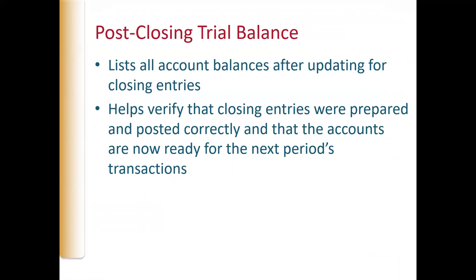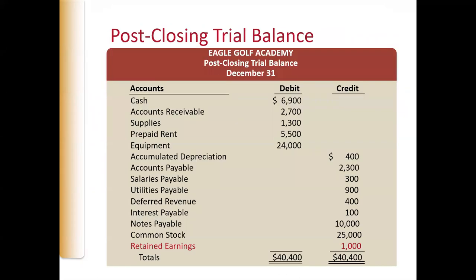So after we close out our revenues, our expenses, and our dividends, then we will prepare what we call a post-closing trial balance. Now, this post-closing trial balance, guess what, guys? It's got everything that's in the balance sheet. It doesn't have any temporary accounts. So the only accounts you're going to see are permanent accounts: assets, liabilities, and stockholders' equity. Because our revenues, our expenses, and our dividends have been closed out into retained earnings.